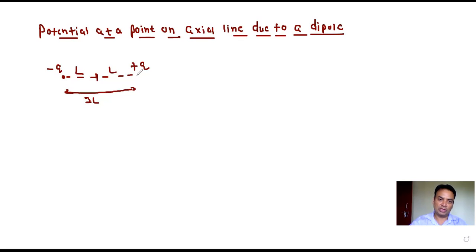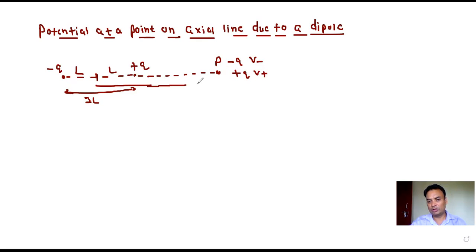And let me choose the point on the axial line. So this is my axial line, means x-axis, and on this x-axis I will choose a point P where I will find the potential. Because two charges are there, I will have one potential due to minus Q charge and another potential due to positive charge. For minus Q charge, the potential will be negative, and due to plus Q charge, the potential will be positive. I am interested in the total potential at this point. So let me take the distance of this point P from the center of the dipole as R. This is R.